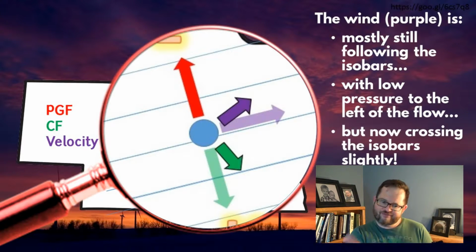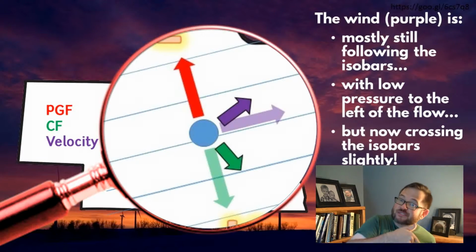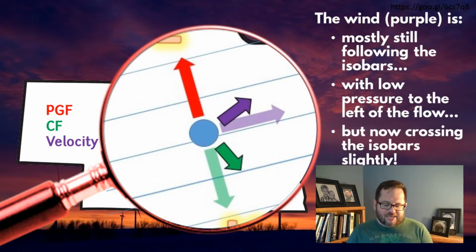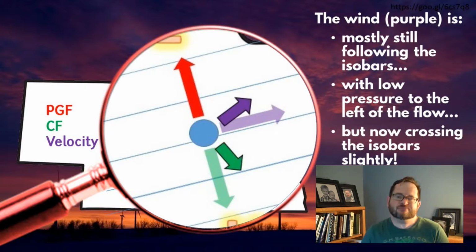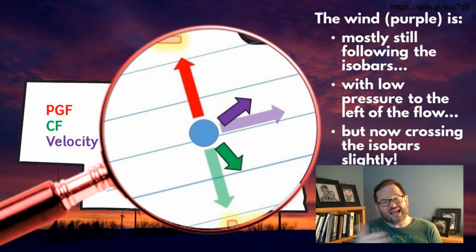I mean, it's still kind of following, but it still has low pressure to its left and higher pressure to its right, but it does cross the isobars a little bit. It is kind of headed at a shallow angle across the isobars, still mostly following them, but kind of going across the lanes of traffic, if you will, crossing those isobars a little bit towards low.